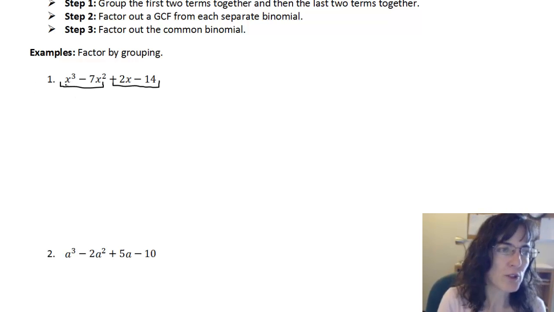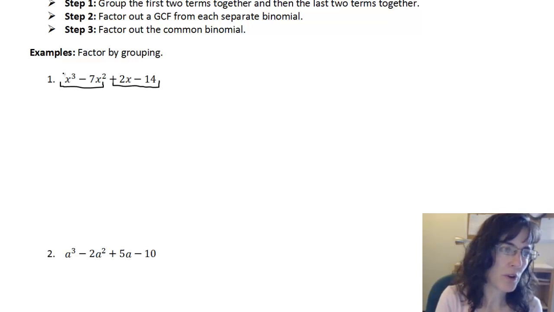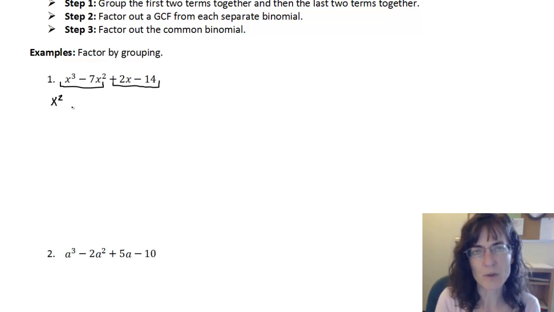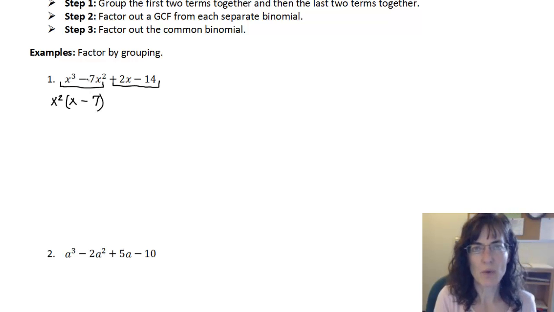Looking at the first 2 terms, I want to find a greatest common factor. There's no number again because there's a 1 here, but they both have x's, and the lowest exponent is x squared. So x squared will be my greatest common factor for those 2 terms. When I divide both terms by x squared, I'll be left with x minus 7. You can also think x squared times x gives you x cubed, and x squared times negative 7 gives you negative 7x squared. So that one I just double checked.